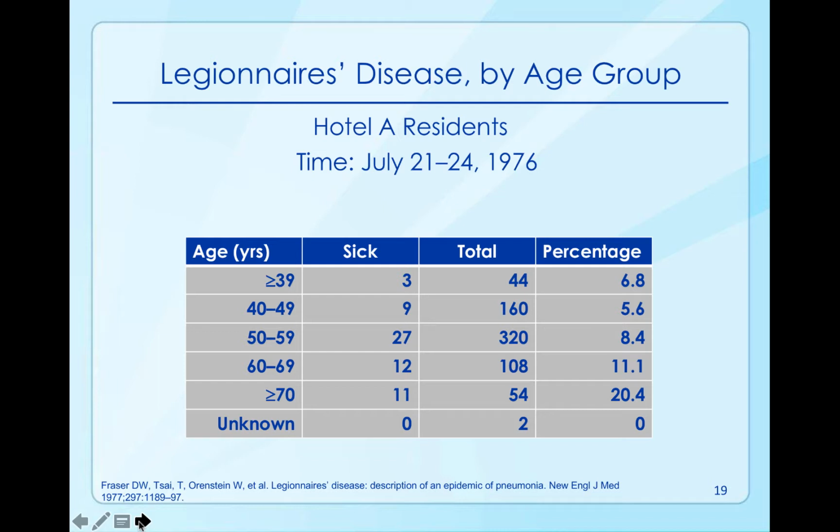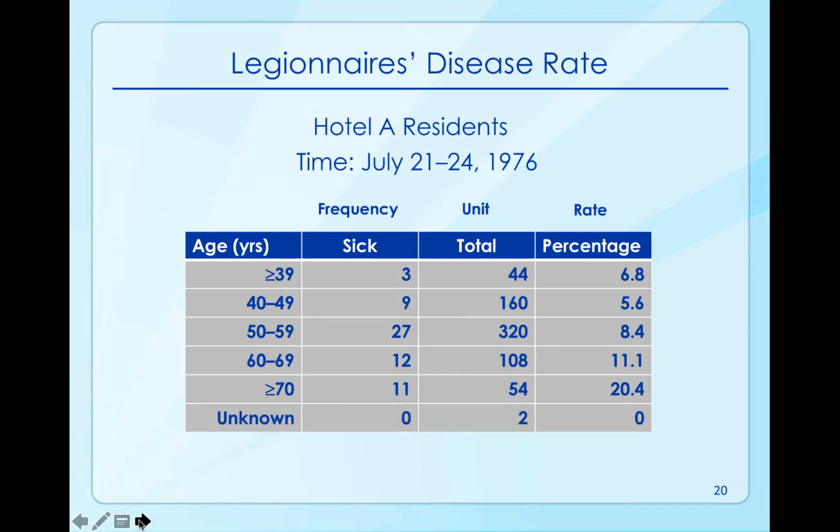Here you can see the three elements that constituted the epidemiological rates. We're looking at how many were sick, how many were in each age group, and then, of course, what was the time period we were looking at. We can calculate the rate at which each group became ill after staying at or attending a meeting at Hotel A during the convention by using that basic formula.